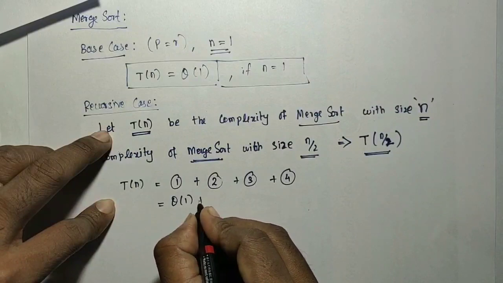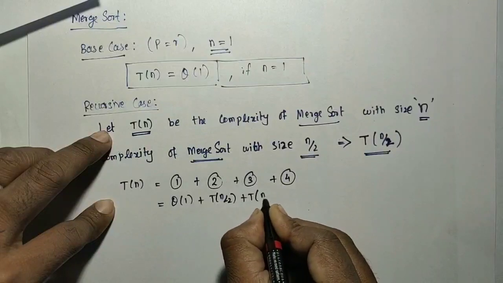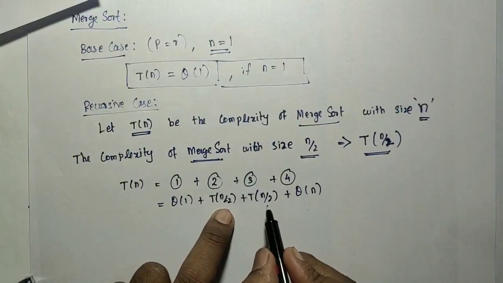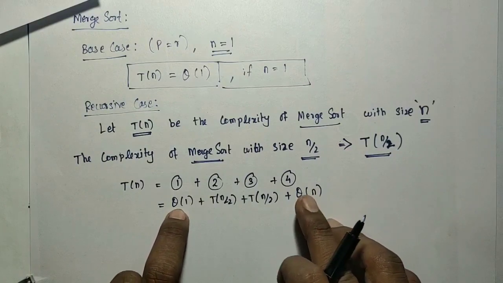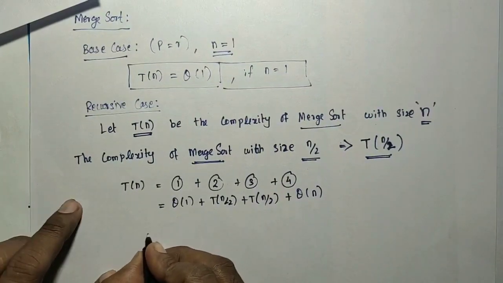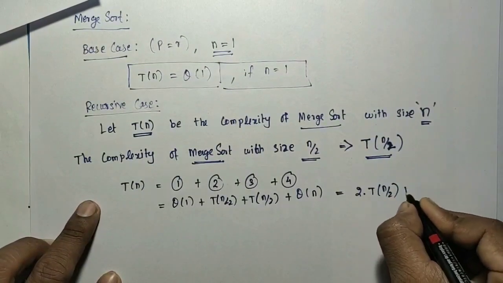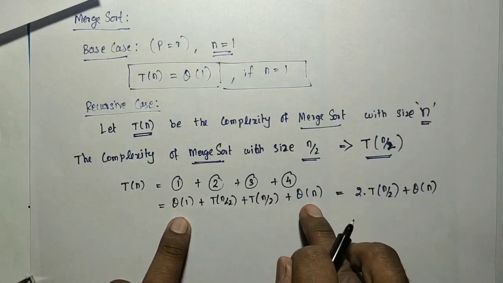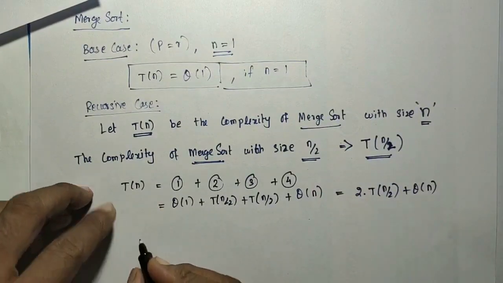So we can simply write the complexity as theta of 1 plus T of N by 2 plus T of N by 2 plus theta of N. These two are the unknown complexities. The known complexities theta of 1 plus theta of N can be written as theta of N, because the maximum one is N. So this belongs to theta of N, and theta of 1 can be ignored when compared to theta of N.